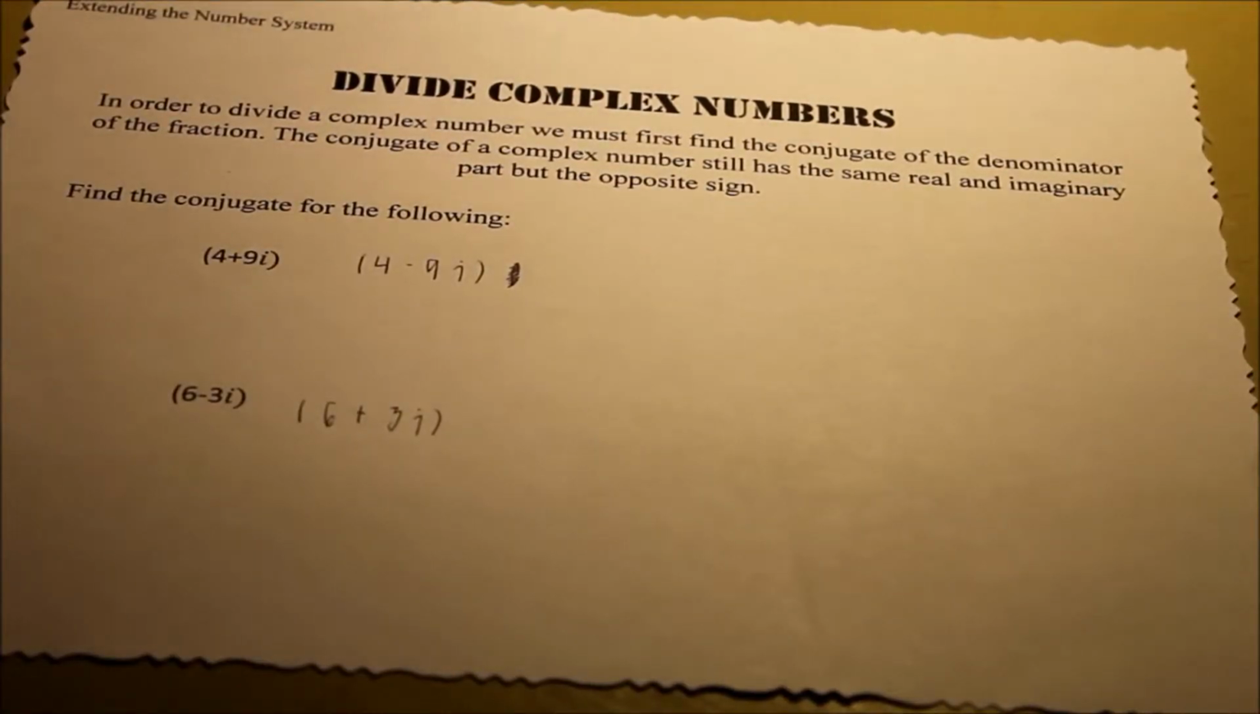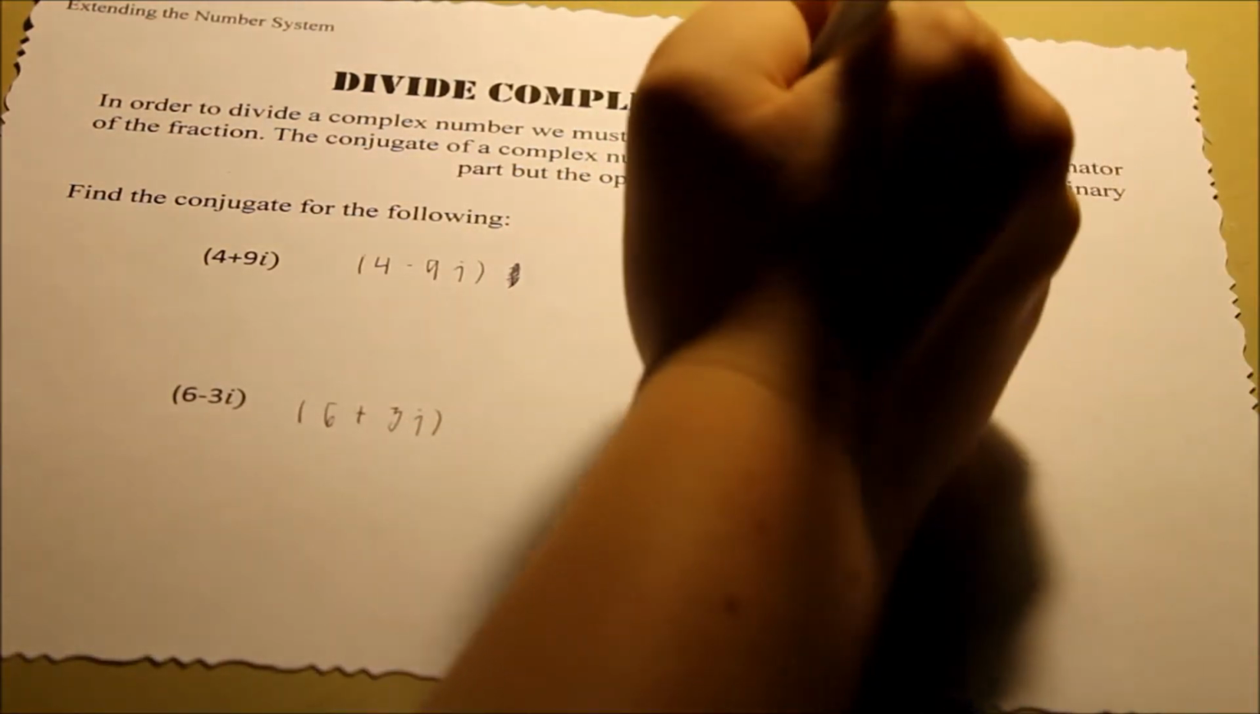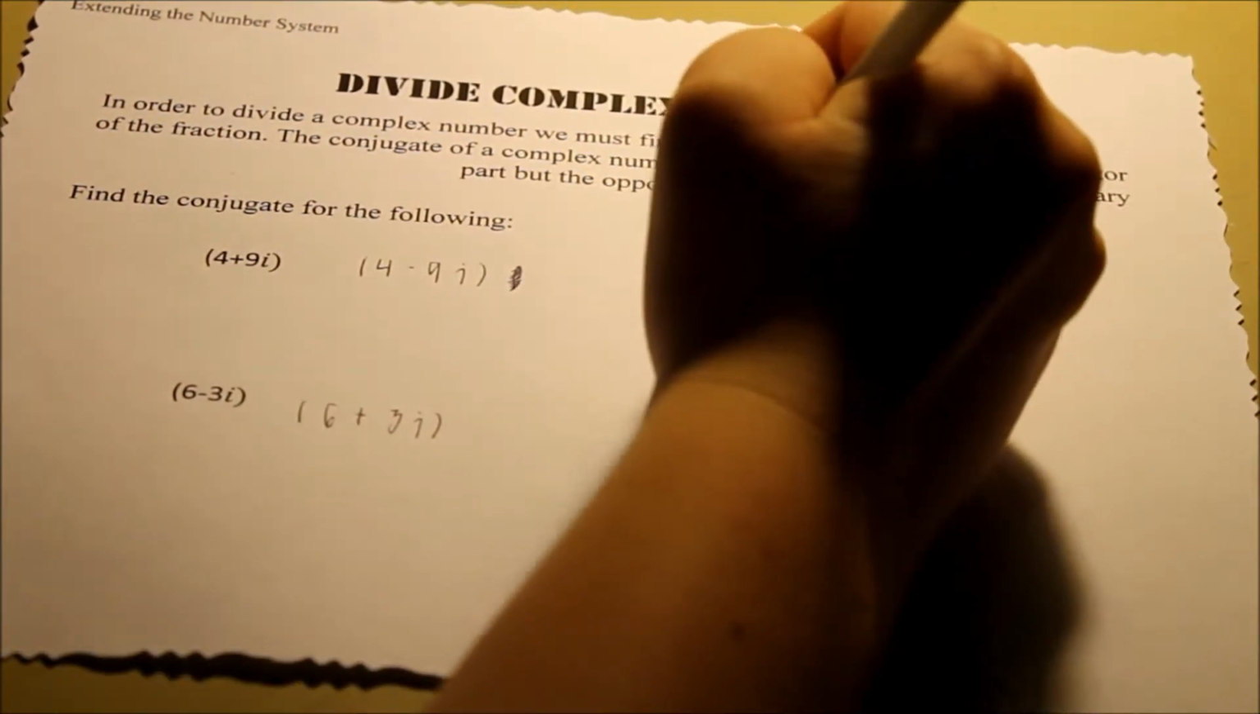For dividing complex numbers, in order to divide a complex number, we must first find the conjugate of the denominator of the fraction. The conjugate of a complex number still has the same real and imaginary part, but the opposite sign. So for 4 plus 9i, you'll just change the sign to 4 minus 9i. And then you'll use the box method.